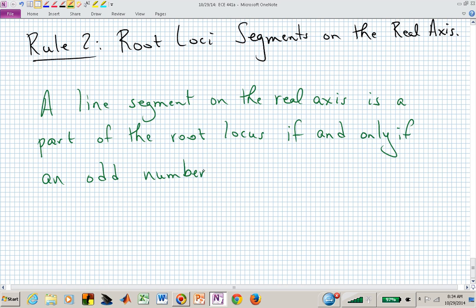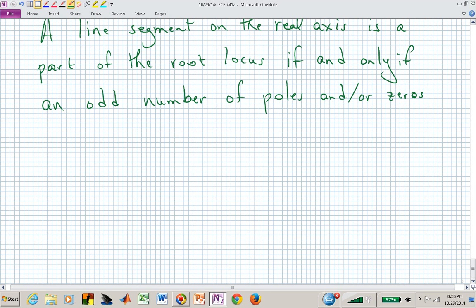an odd number, this means odd in a numerical sense, 1, 3, 5, not strange. So this is an odd number of poles and/or zeros. So it's the combination of poles and zeros. You count up those, and if it's an odd number, if an odd number of poles and zeros lie to the right of the line segment.